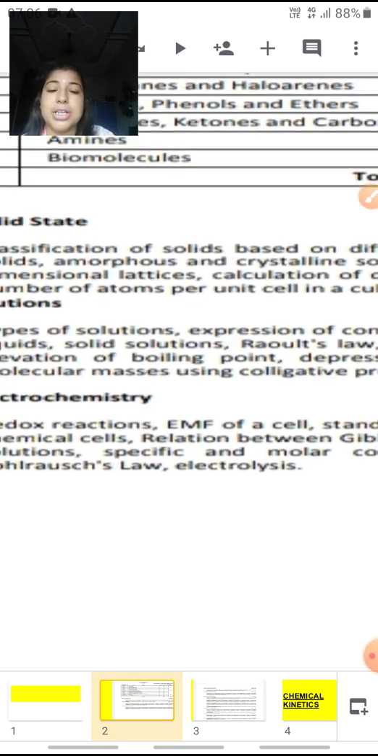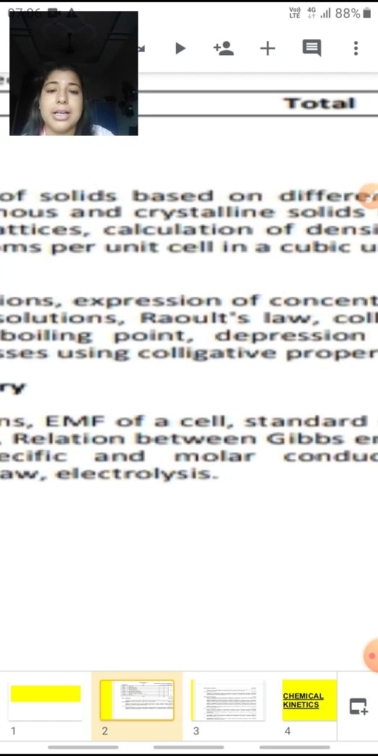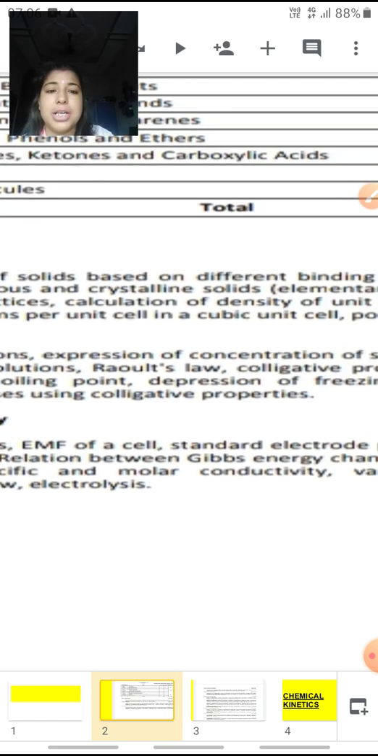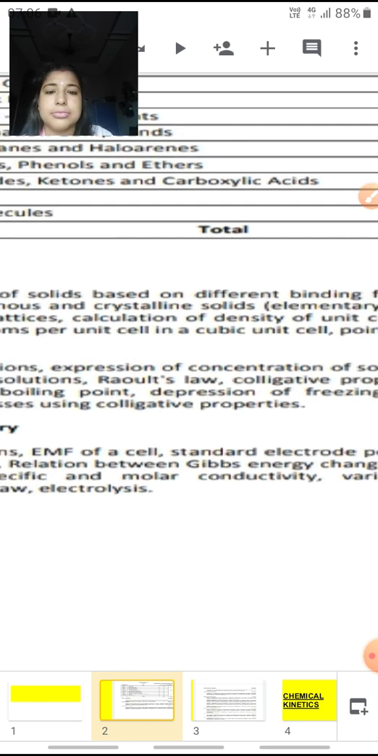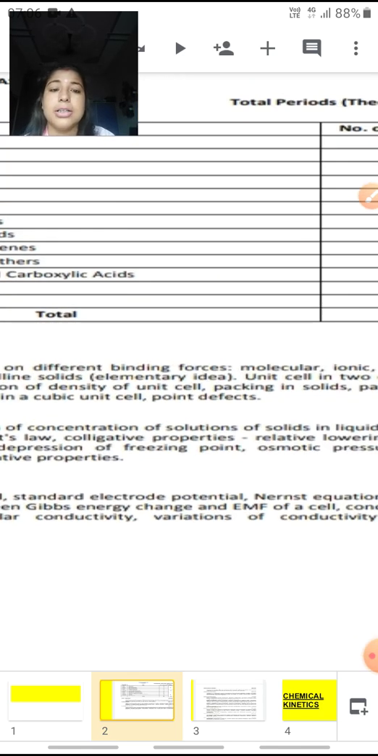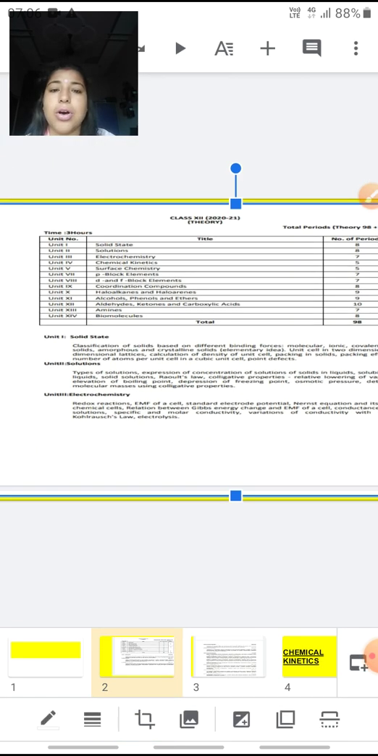the electrochemical cells are there, the relationship between Gibbs energy and the EMF of the cell is there, conductivity, Ohm's law related numericals may also come, variation of conductivity and molar conductivity with concentration, that is the Kohlrausch law, is there, and the electrolytic cell, that is, only electrolysis is there. Now you can see that Faraday's law is no more there in the syllabus.